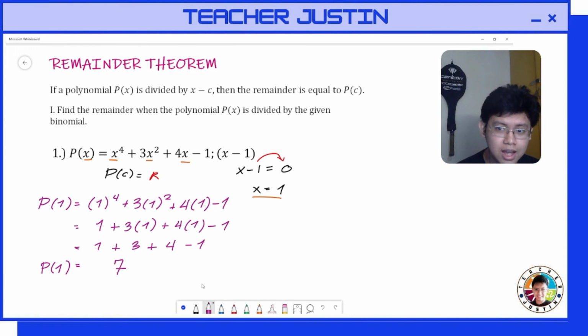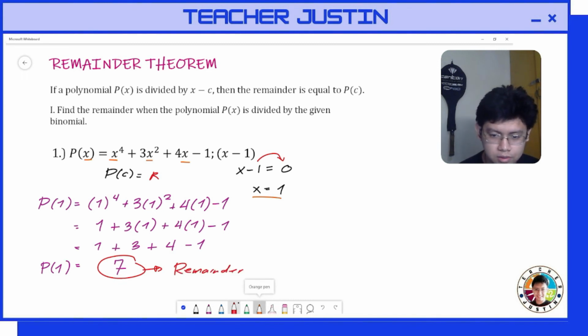Now, take note that our remainder is equal to p of c. So, our remainder in this case will be equal to 7. So, our remainder is 7. Ta-da! And that will be our final answer.